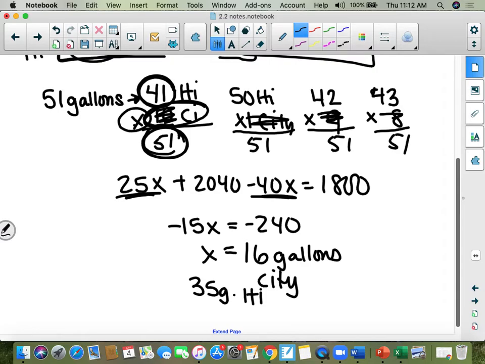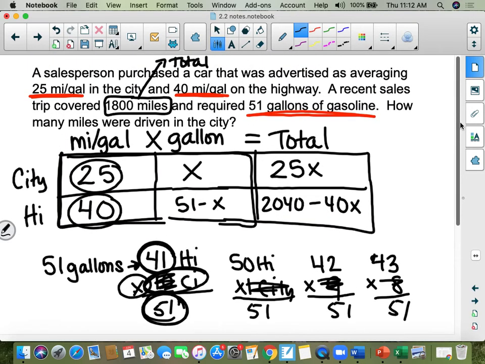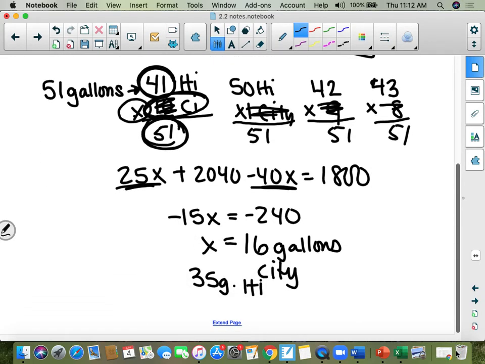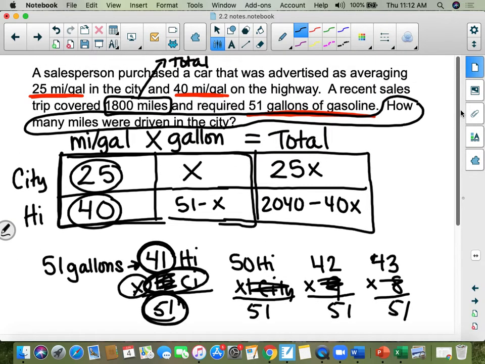Okay, now, some people are going to get things wrong on the test because you don't read the question. And here's the question. The question says, how many miles were driven in the city? They're not asking how many gallons was used in the city. We know that there were 16 gallons used in the city. But if you don't answer the question right, you're not going to get the answer right.